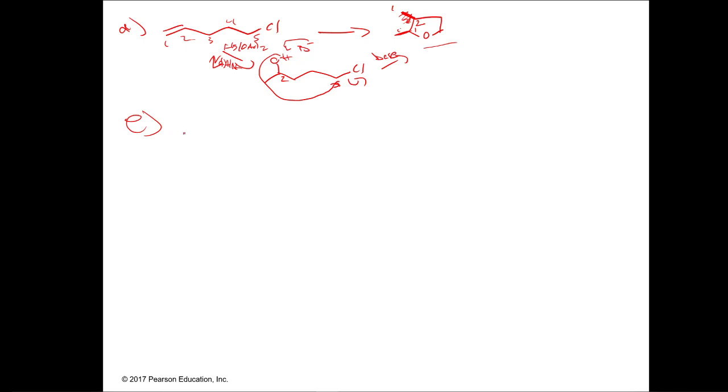2-chlorohexane 1-ol to 1,2 epoxyhexane. 2-chlorohexane 1-ol. And that, you just hit it with some base. We'll abstract the proton. This will attack that and kick out that. Okay, easy. So this one I could revisit and look at, but I'll let you guys figure it out.